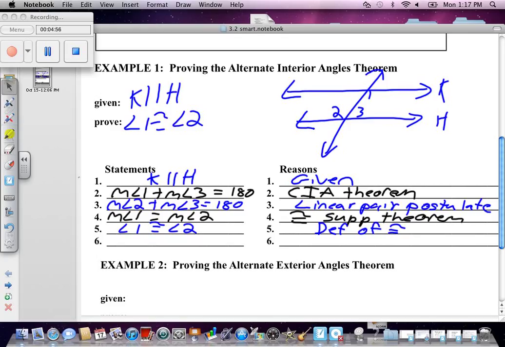For linear pair postulate, don't they need to be opposite of each other? They need to be forming a straight line. 2 and 3 form a straight line. 180 degrees. You're thinking of vertical angles. All right, let's move on to example 2.